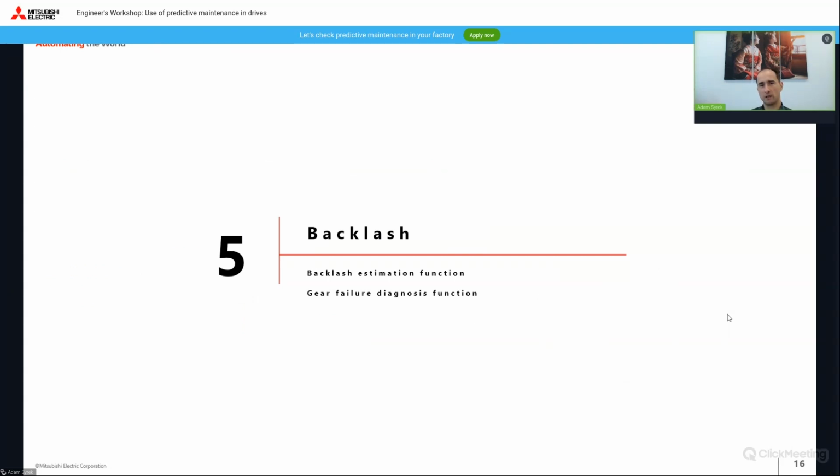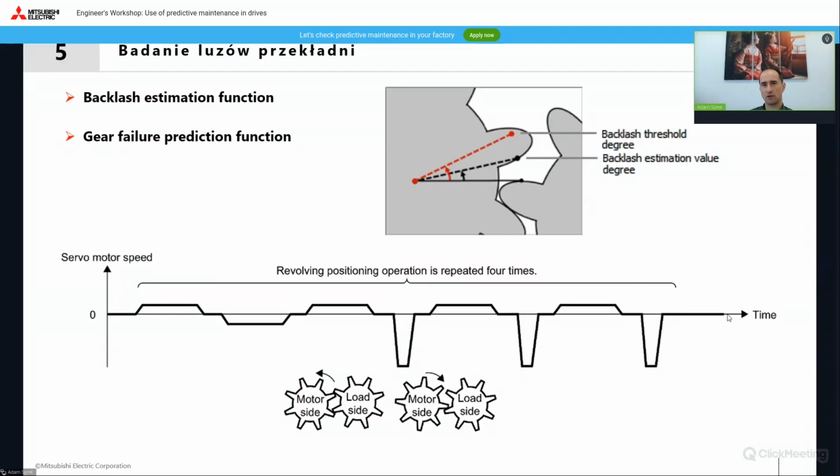And the last mechanical system is the gear, and here we can measure the backlash on the gear. In this application, the amplifier executes some predefined movement. In all the previous functionalities that I was talking about, it happens during the normal operation of the amplifier. It measures the friction, vibration, and estimates the proper levels, and we don't need to stop the machine or execute something extra.